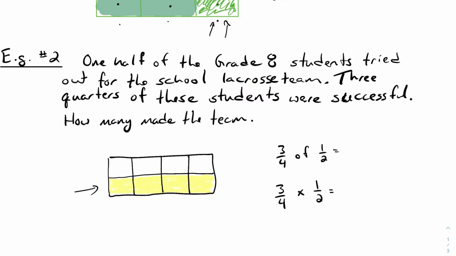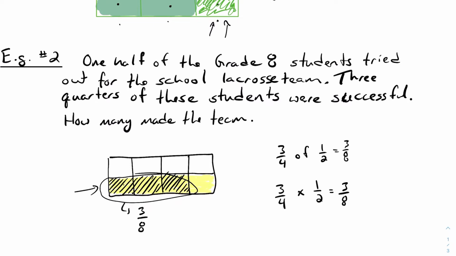So what we can do is take your shaded part and shade over 3/4. And this section here that's been shaded over twice, that is our answer. And we notice we have 1, 2, 3. And now our total, instead of quarters, we have 4 on top, 4 on the bottom. So it's 3 out of 8. So 3/8 of the total grade 8 population would have made the team.